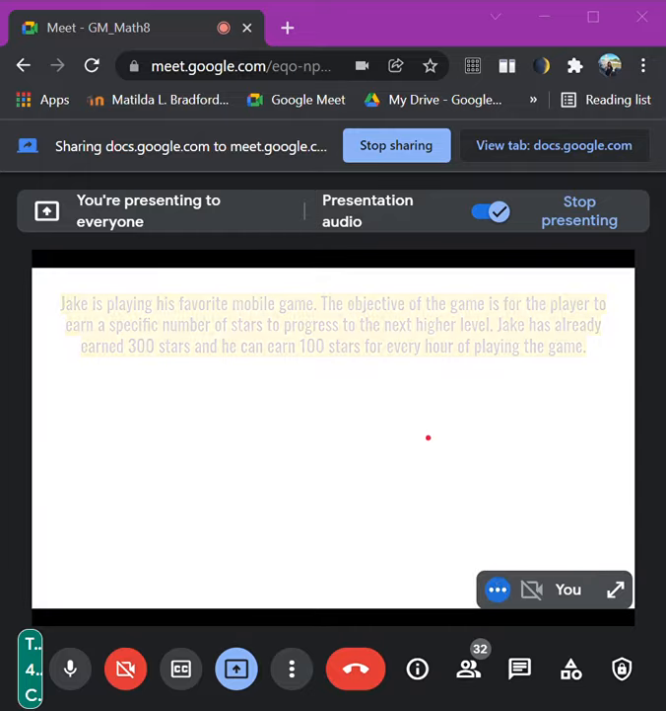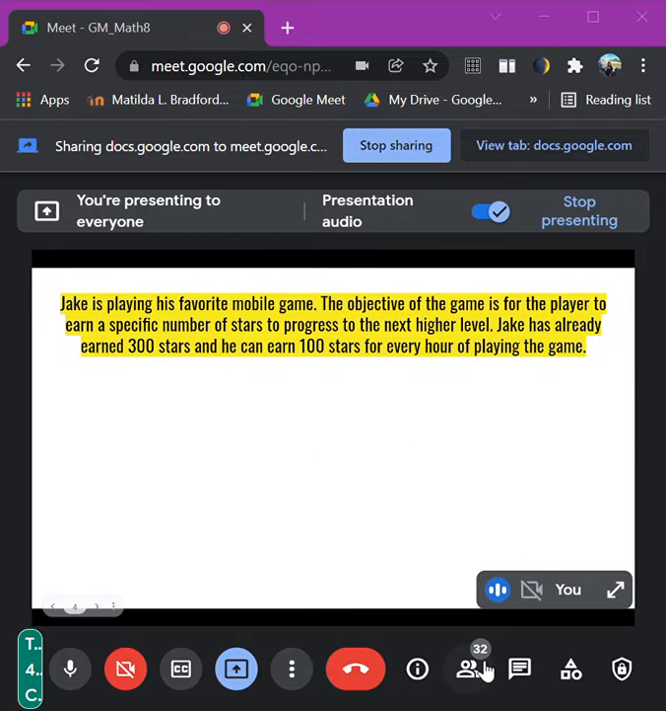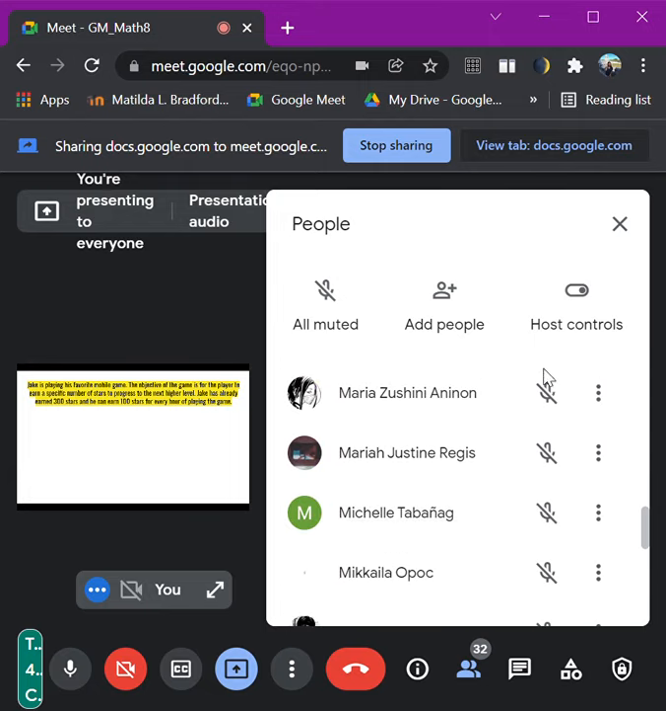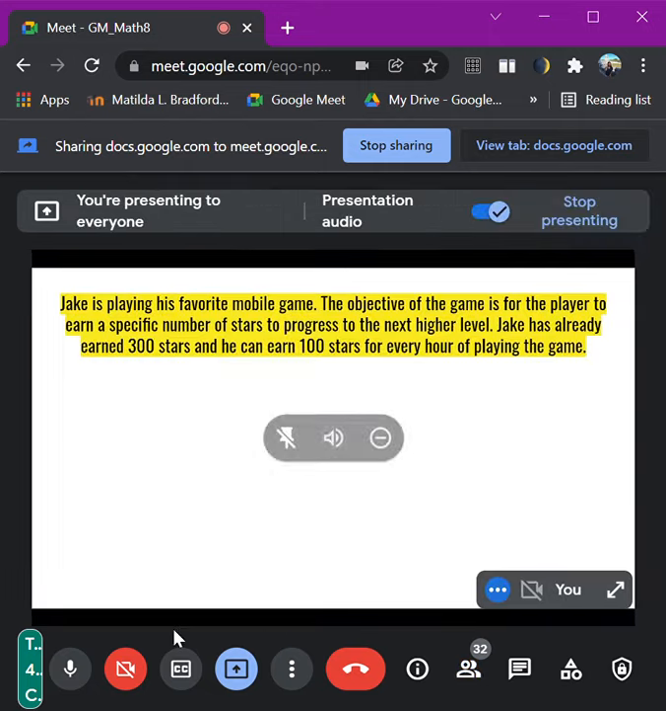So, I have here our first problem. So, can you please read anin yon? Sure. Please read the problem. Jake is playing his favorite mobile game. The objective of the game is for the player to earn a specific number of stars to progress to the next higher level. Jake has already earned 300 stars and he can earn 100 stars for every hour of playing the game. Okay, thank you so much, Aninyon.